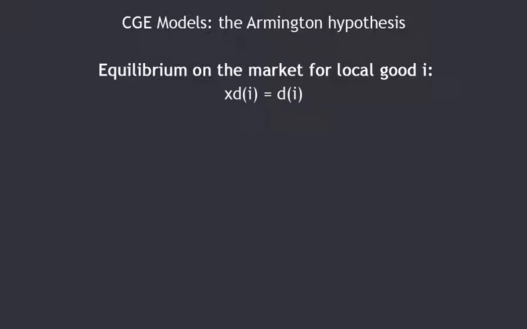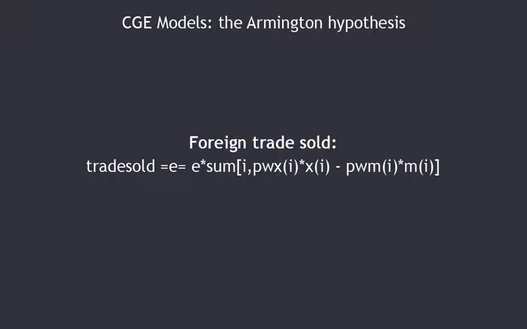So let's describe the rest of the model. We've got a new market equilibrium. It's the equilibrium on the market for local good. And so it is an equation which is xd in sector I is equal to d in sector I. That is to say, the supply of local good on the local market, xd, is equal to the local demand for local good, d in sector I. There is also a new way of writing the foreign trade balance, because in fact this balance now is simply exports minus imports. So it's in fact the exchange rate E multiplied by the sum over I of exports in value at world prices minus imports in value at world prices.